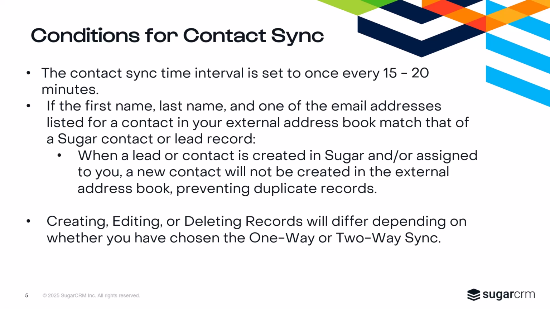When the first name, last name, and at least one email address match between Sugar and Google Contacts, and the record already exists in Sugar, a new contact will not be created, preventing duplicates. Creating, editing, or deleting records behaves differently depending on whether you've selected one-way or two-way sync.